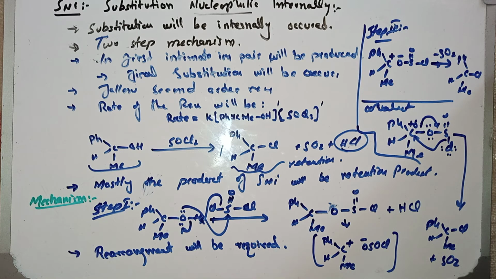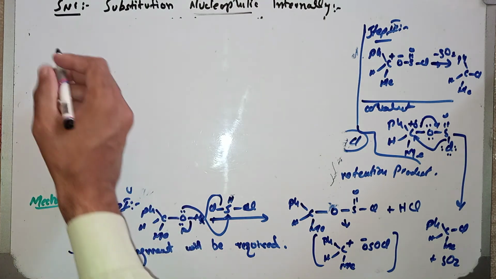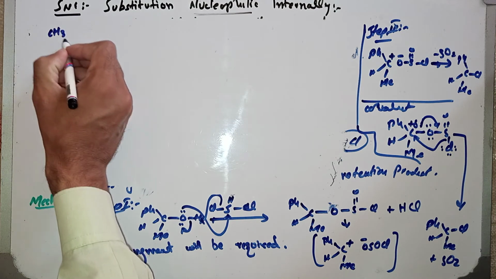Sometimes rearrangement will be required to produce the most stable carbocation. Due to the stability of the carbocation, rearrangement will occur. How? Let's do one example on this. I am cleaning the board, you can also take a screenshot or you can rewind the video. Okay, let's take one example.